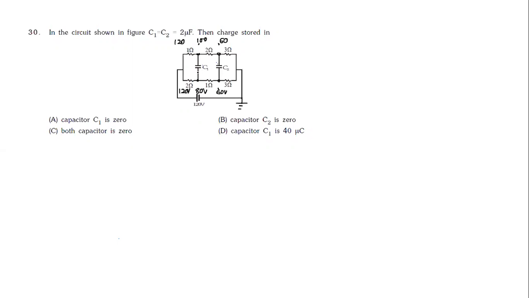So what I notice here is that the potential difference is 20 here and 0 there. So C1 will have a charge, which we can easily find, and capacitor C2 will not have any charge. So that's a way to solve such questions.